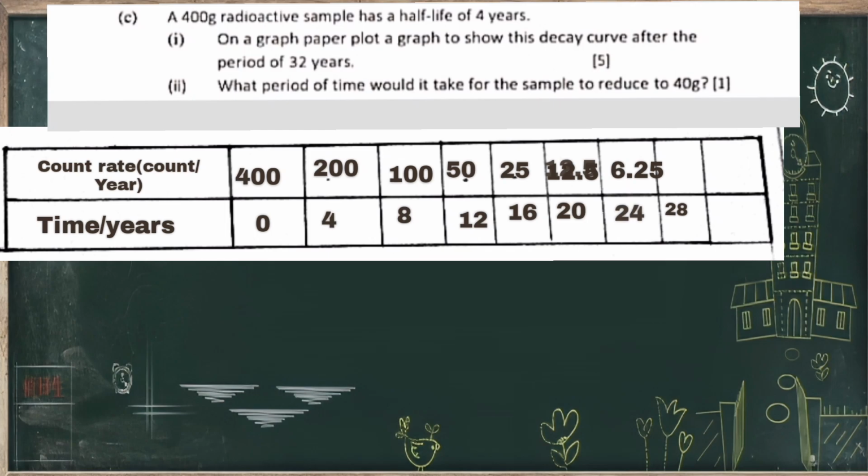6.25. Then the time here is going to be 20 plus 4, I'm going to get 24. Then 6.25 divided by 2, or multiplied by half, the answer is going to be 3.125. Then the time, I'm going to say 24 plus 4, I'm going to get 28. Then lastly, 3.125 multiplied by half or divided by 2, I'm going to get what?